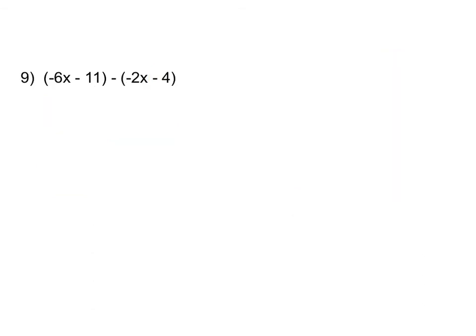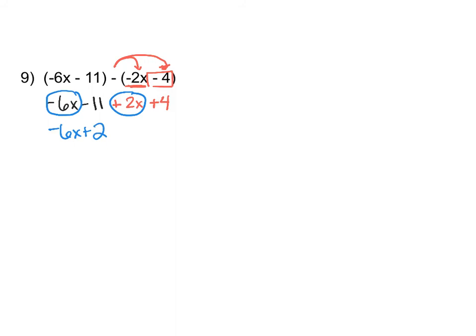Number 9, same thing. I'm going to distribute the negative. So I have negative 6x, so this is going to stay the same. And then I'm going to distribute the negative. So the opposite of negative 2x is plus 2x. And the opposite of negative 4 is plus 4. Negative 6x plus 2x. And then I have negative 11 and positive 4.